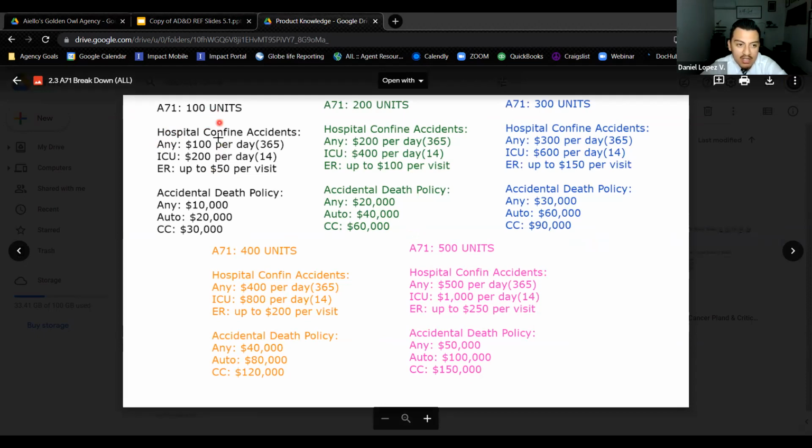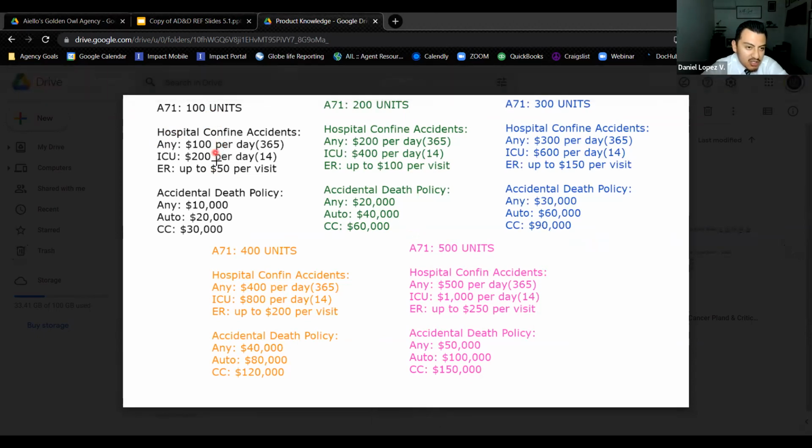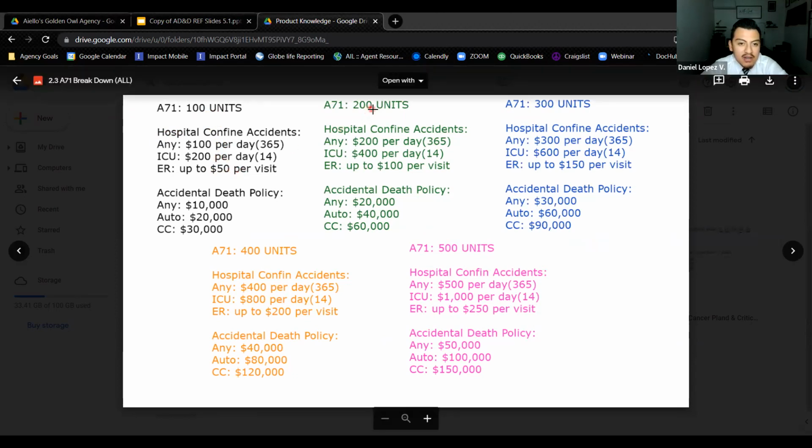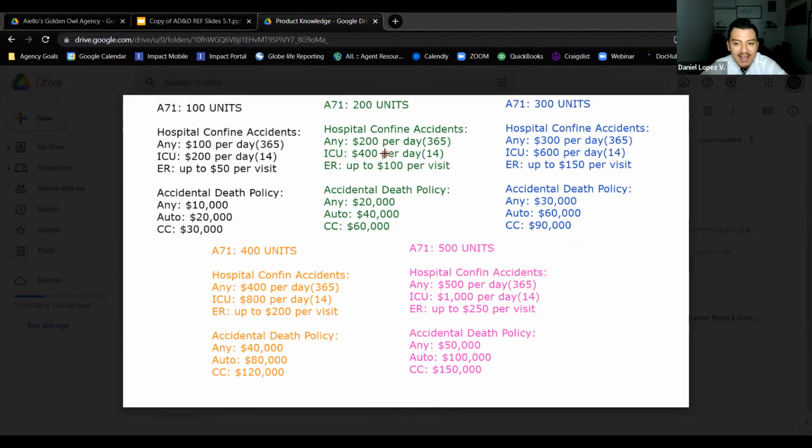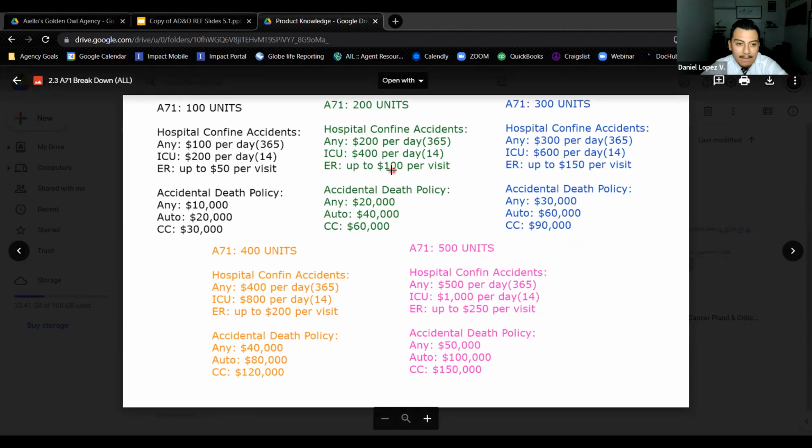So see, it's a pattern. 100 means it starts with $100 per day, and it doubles to 200, and then $50 per the unit. The 200, if you notice, starts at $200 per day they're confined to the hospital. It doubles to 400, and then the 50 doubles again to 100. The 300 unit starts at 300, doubles to 600, and then 150. The ER goes from $50, 100, 150, 200, 250. It's by 50.